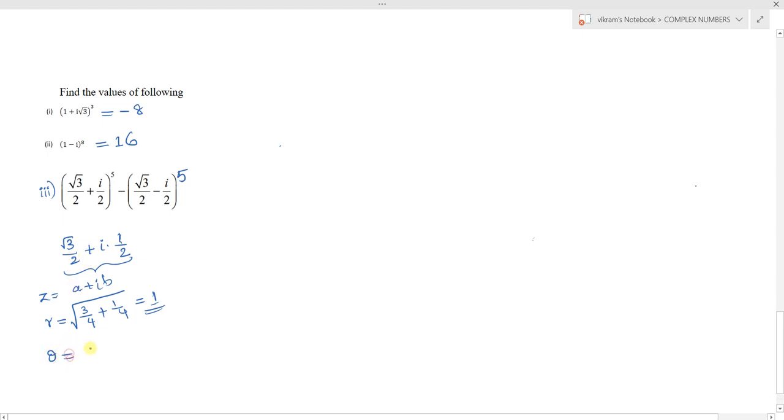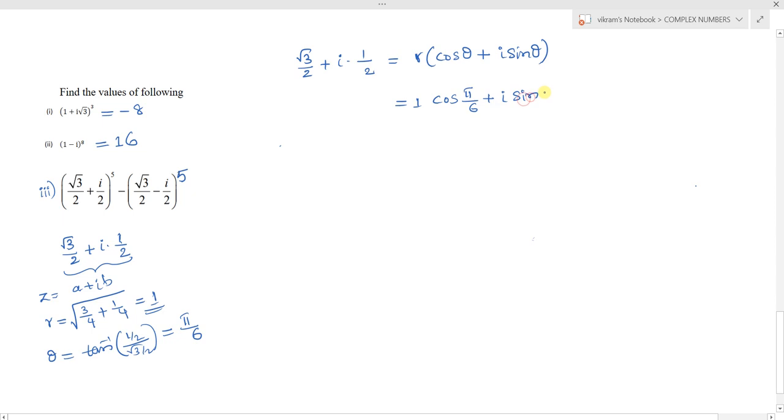Then we can write the argument as tan inverse of the imaginary part 1 by 2 over the real part root 3 by 2, which is nothing but tan inverse 1 by root 3, so 30 degrees, which equals pi by 6. So we can write root 3 by 2 plus i times 1 by 2 in polar form, r times cos theta plus i sin theta, where r is 1: 1 into cos pi by 6 plus i sin pi by 6.